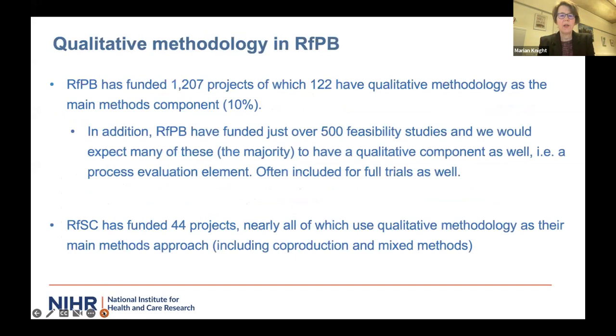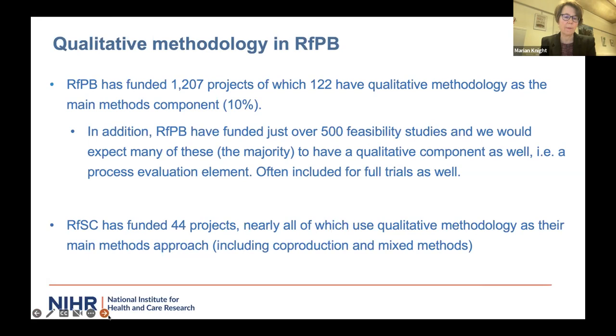So good news in terms of qualitative methodology is that of the 1,200 projects that we funded, 10% have qualitative methods as a main methods component. And in addition, we've funded just over 500 feasibility studies. As many of you will realize, the majority of these have a qualitative component as well. Qualitative methodology as part of a process evaluation is often included in full trials as well. So RFPB is a great opportunity for qualitative researchers. RFSC, nearly all of the research we've funded with RFSC uses qualitative methods.